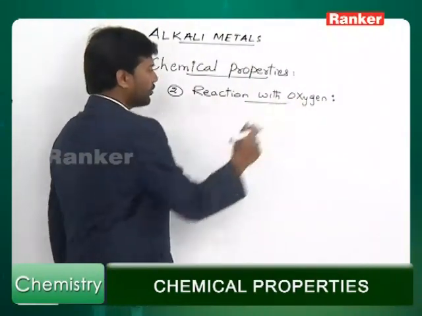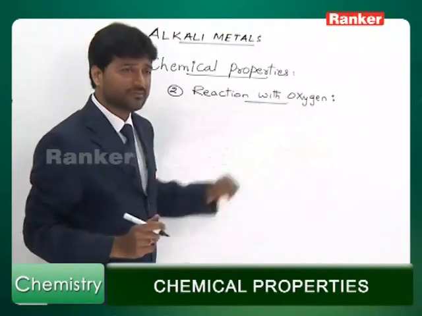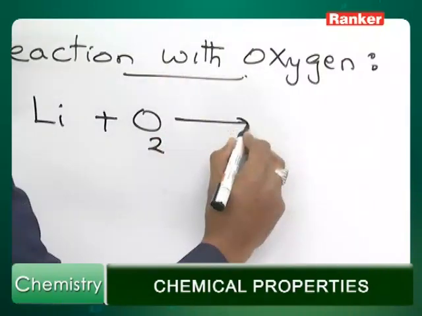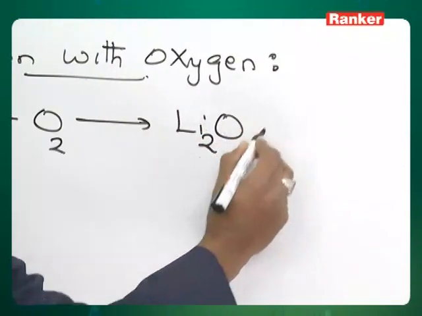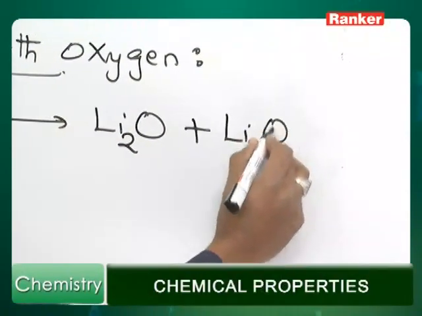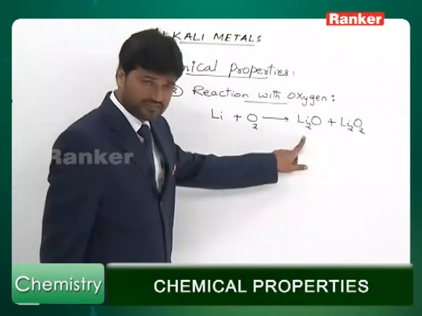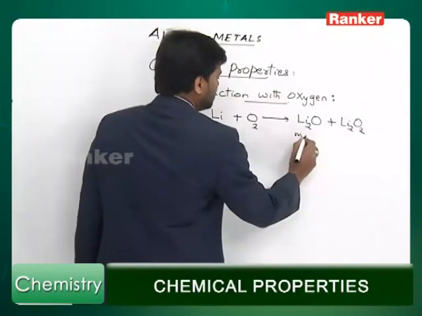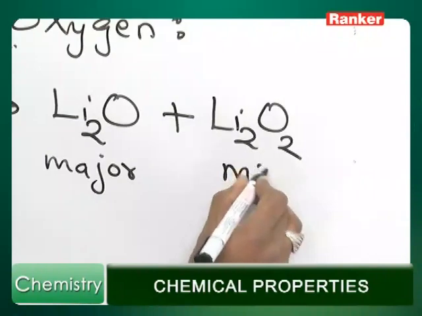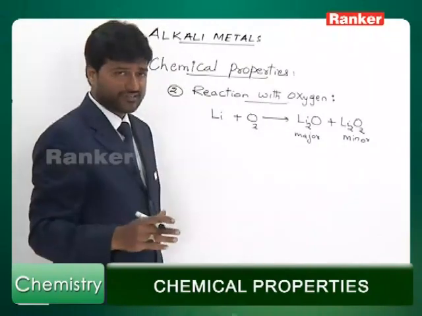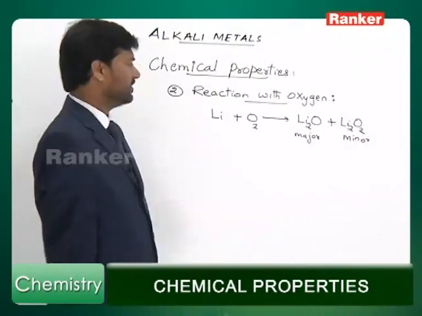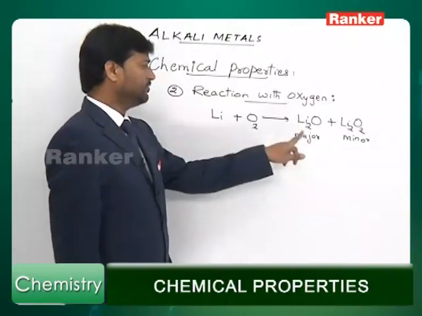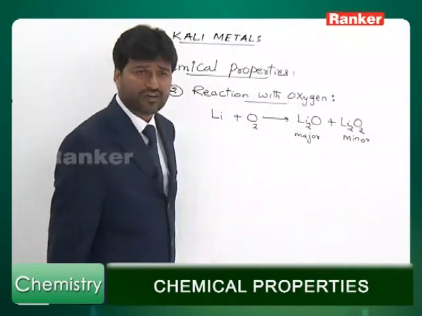Let us see how alkali metals react with pure oxygen. This time we are using pure oxygen. Reaction of alkali metals with pure oxygen. If you take lithium, it will react with oxygen and you get Li2O and Li2O2. This is a normal oxide, this is a peroxide, lithium peroxide. This is major and this is the minor product. So, we can say when lithium combines with oxygen, it gives a large amount of Li2O and a very small amount of Li2O2. Li2O is a normal oxide, Li2O2 is a peroxide.